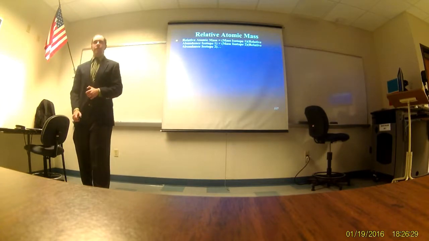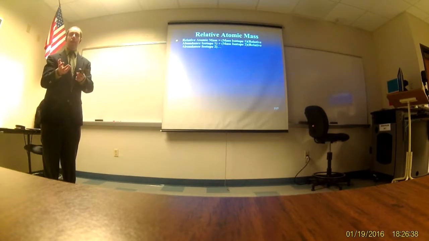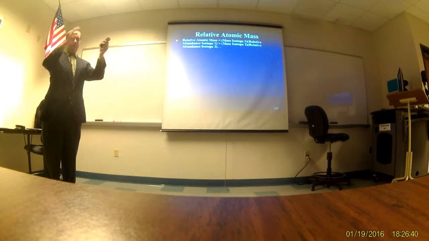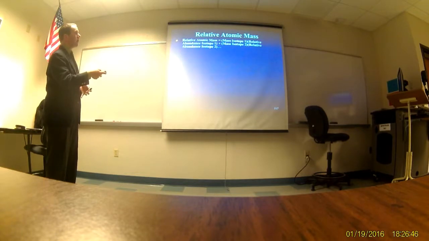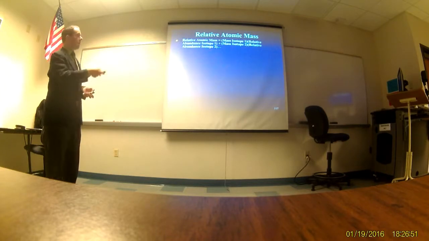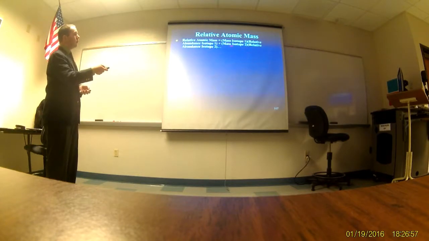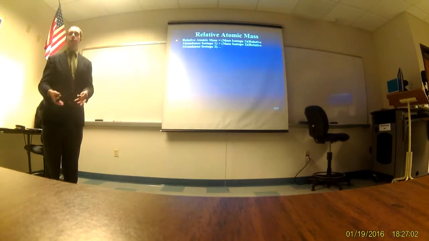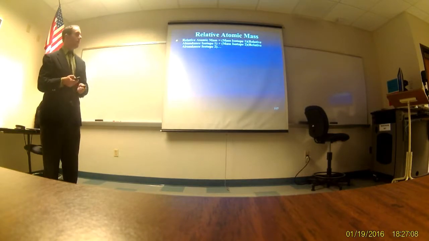Basically what we're going to do is take the mass of each isotope and multiply it by the percentage of the total population of that element that the isotope makes up. So if isotope 1 makes up 30% of all of that element in the universe, we're going to take that mass and multiply it by 30%. If isotope 2 makes up 70%, we'll take the mass of isotope 2 and multiply it by 70%. Add the two together, and we have a relative or average atomic mass.